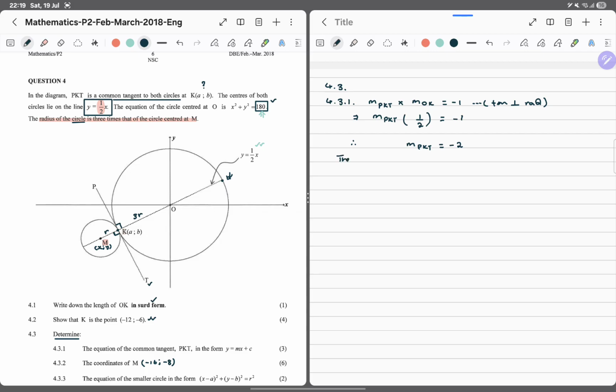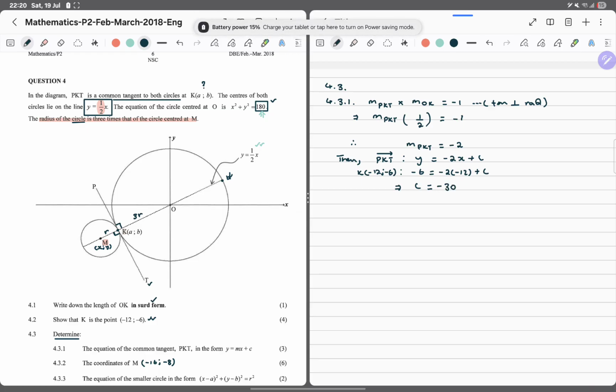We can say then PKT, right, is y equals minus 2x plus c. Through point K, which we found as (minus 12; minus 6), we know that minus 6 is equal to minus 2 into minus 12 plus c, which implies that c is going to be equal to, now this is 24. When we transpose it, it becomes minus 24. This gives us minus 30. All right. Therefore, y is going to be minus 2x minus 30.